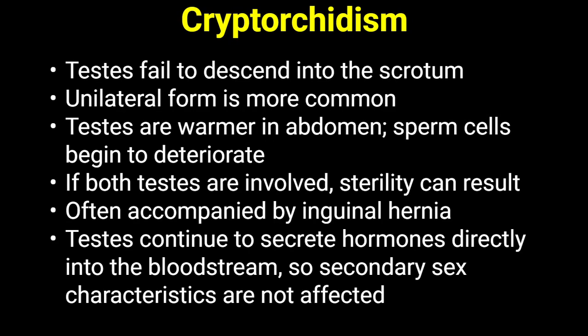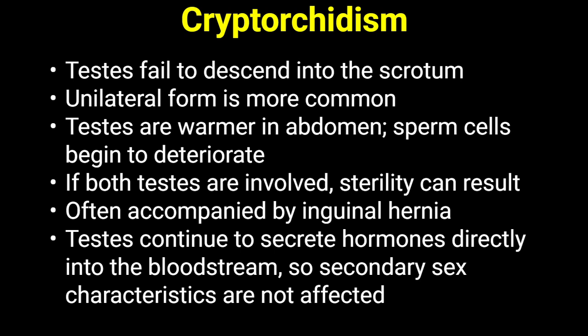Cryptorchidism is the failure of one or both testes to descend into the scrotum. It is more commonly unilateral and is one of the most common congenital abnormalities of the male reproductive system. An undescended testis remains at body temperature, which impairs normal sperm production. If left untreated, it increases the risk for infertility and testicular cancer, especially if both testes are affected.